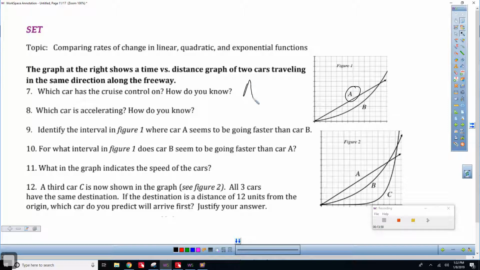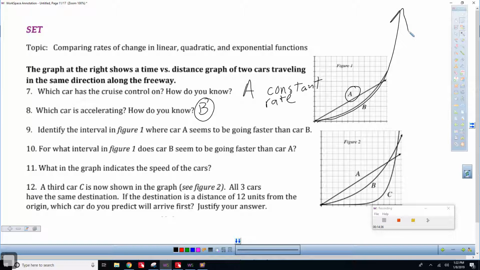How do you know? It's a constant rate. Right? That's what linear functions have. A constant increase. Okay, which car is accelerating? I would say that would be B. Okay, how do you know? Rate of change appears to be increasing, right? The shape is getting steeper.